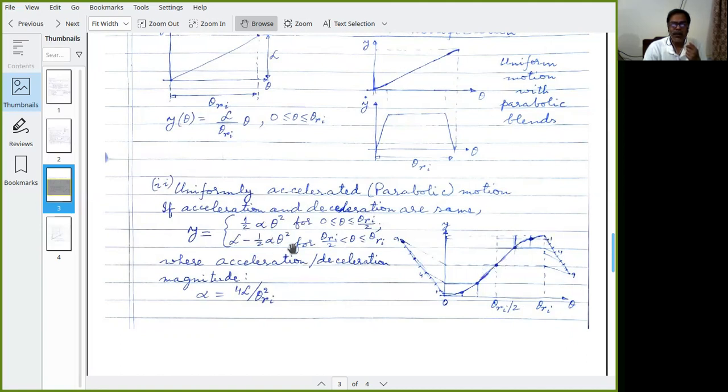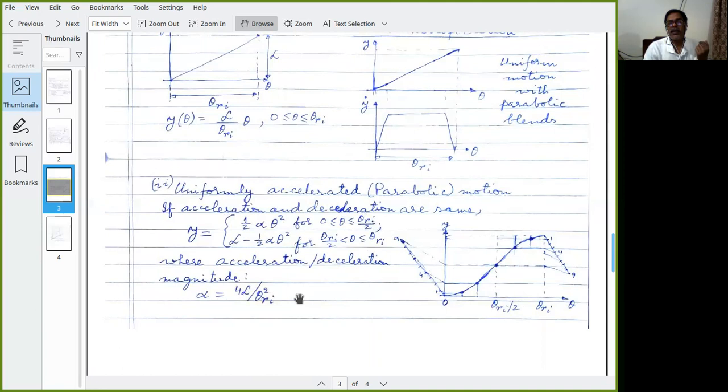And alpha you can find out by imposing either on this or on this, that y at theta rise by 2 should be L by 2. So when you impose that, you get alpha equal to. Now, the expression in the graph would be symmetric when the acceleration and deceleration of both the parts are the same.